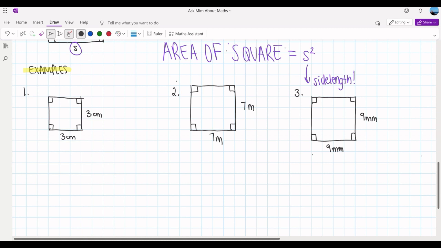Now, I want you to pause the video and have a go at these 3 examples by yourself, and then come back to check your answers to see if you are right.